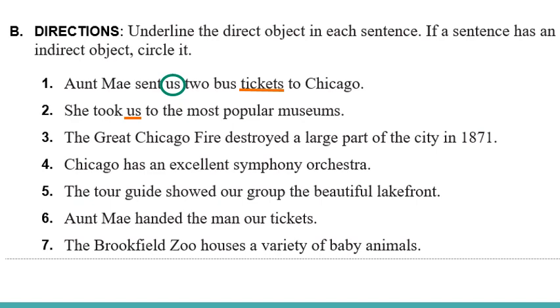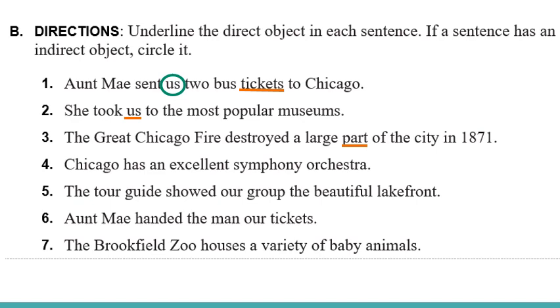Number 3. The Great Chicago Fire destroyed a large part of the city in 1871. The Chicago Fire is my subject. Destroyed is my verb. What did it destroy? Part of the city. That is my direct object.